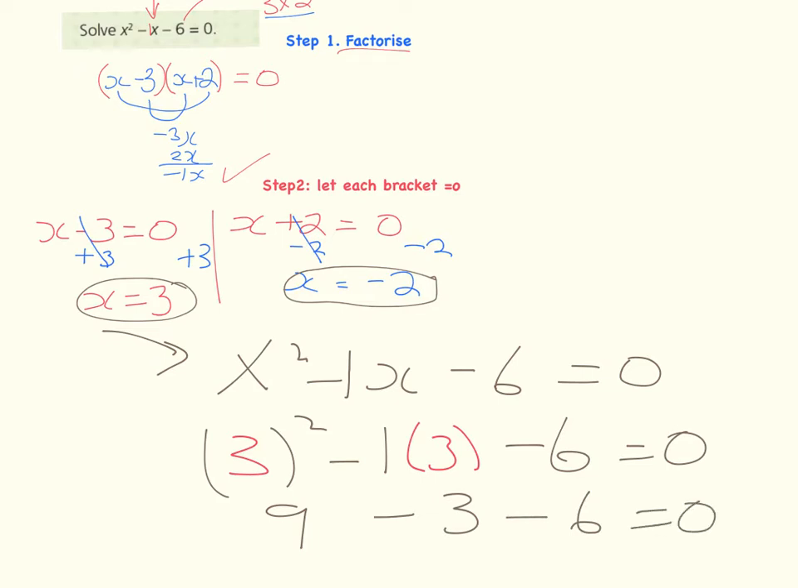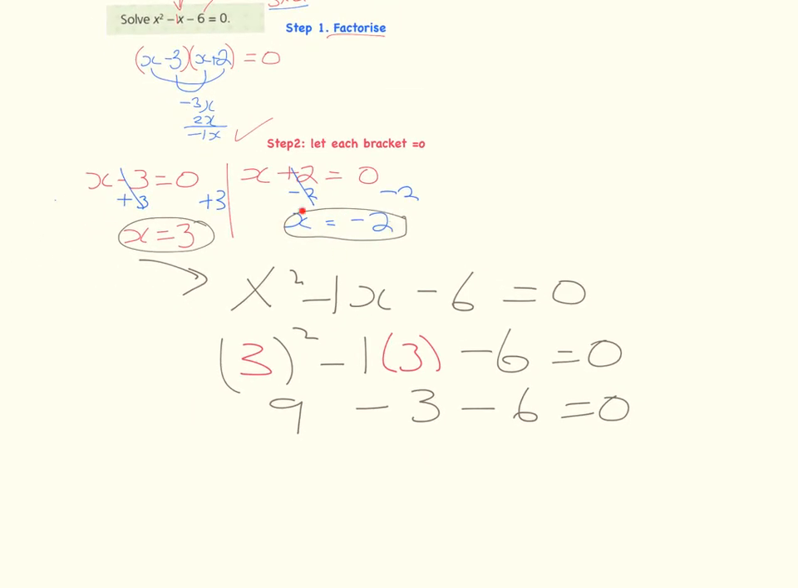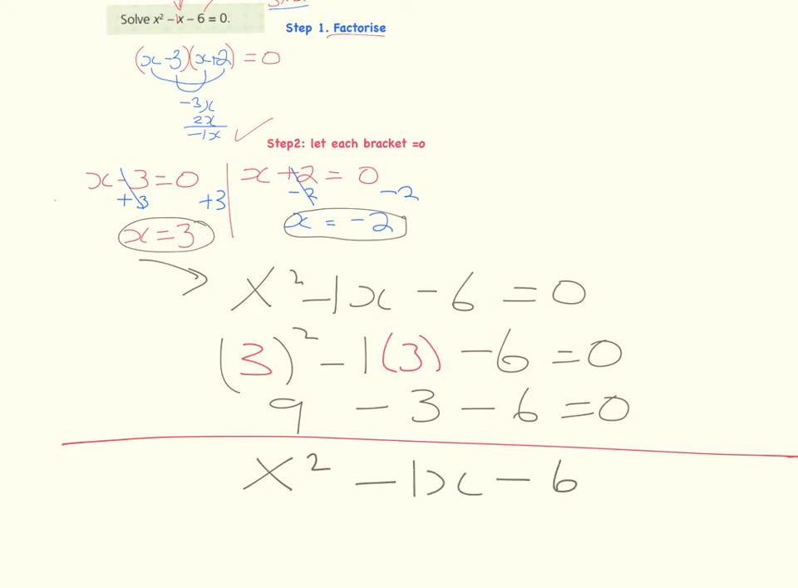I can do the exact same for the second answer that I gave, and the second answer I gave was this one here, x is equal to minus 2. So if I substitute that into the equation, I should get a 0 as well. So I would have minus 2 all to be squared here, minus 1 times minus 2, minus 6 equals 0. So let's see, does that work?